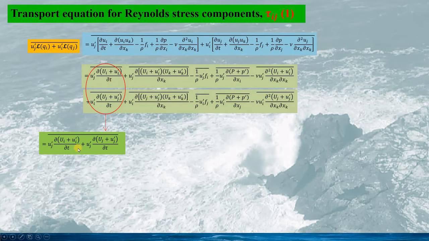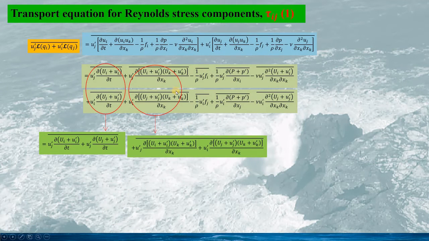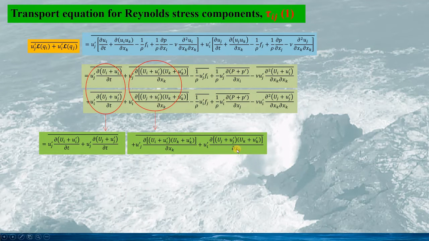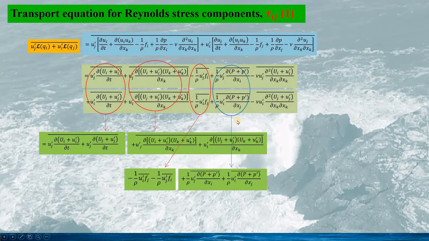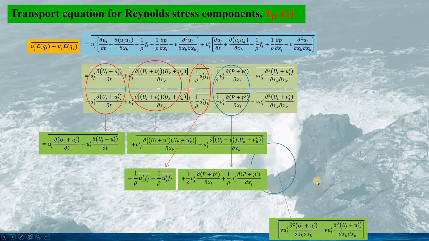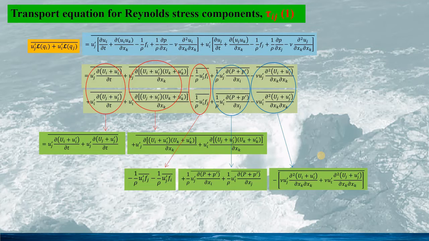The first term together into this, and the second term this, so we have this. The third term for the body force, we have the expression as this. The fourth term with the pressure gradient, so we have this. And the last term with the fluid viscous term, we have this. And we can number these terms 1 to 5. In the next few slides, we will do more mathematical derivation for each of these terms.